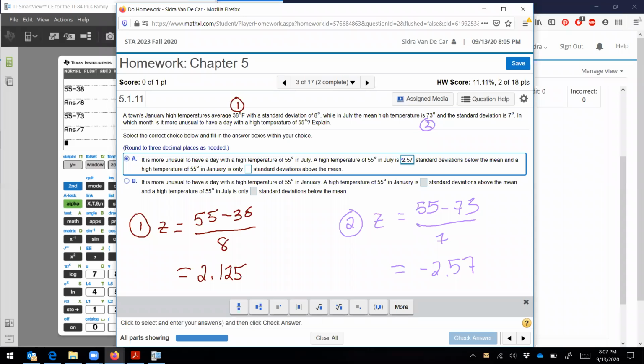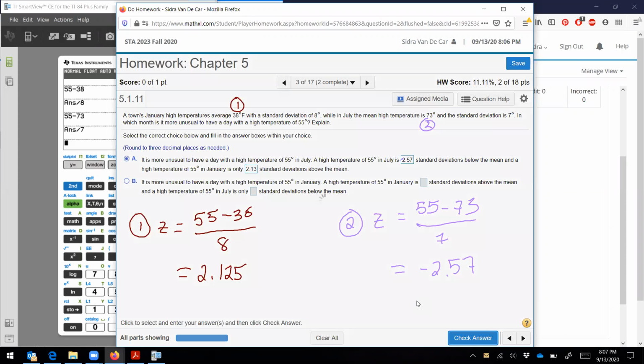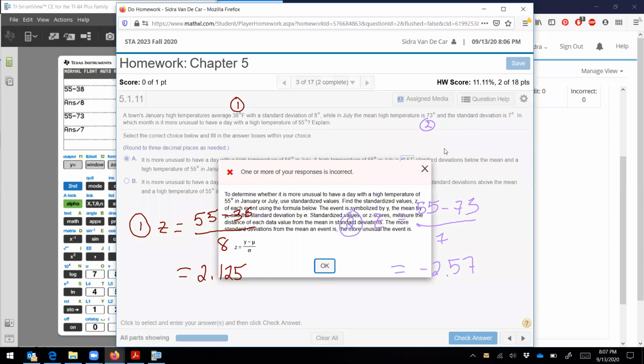2.57 standard deviations below the mean, and a high temperature of 55 in January is only 2.13. Now, by the way, z-scores are always given to 2 decimal places. So I'm going to always round a z-value to 2 decimals, unless, of course, my stat lab doesn't like it.